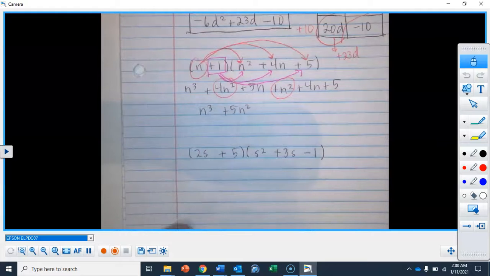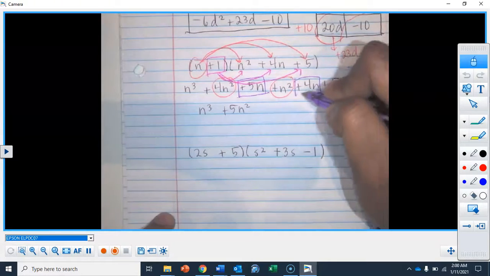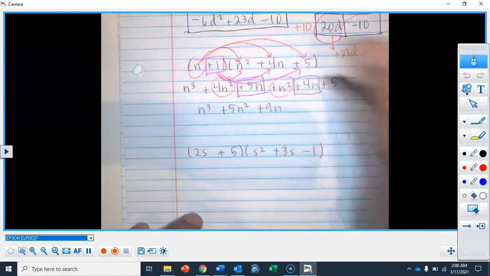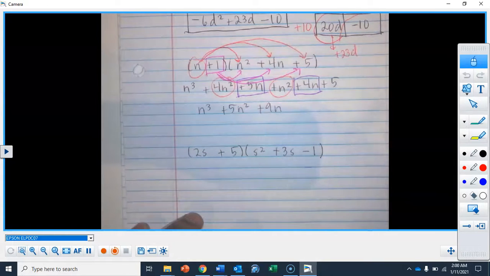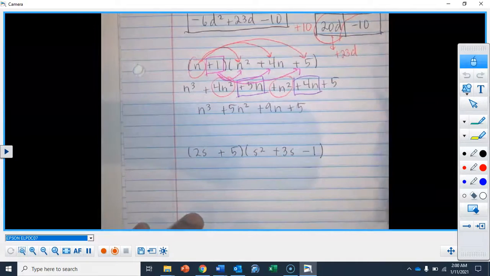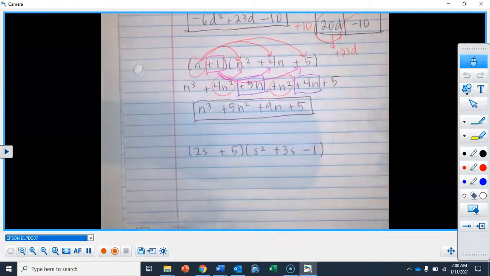And then for the n's, you have 5n and 4n. Okay, that's going to be 9n. And then there's no other coefficient to do anything with. There's just a plus 5. Okay, so there's the final answer. And notice that again, it's in descending order from those degrees.